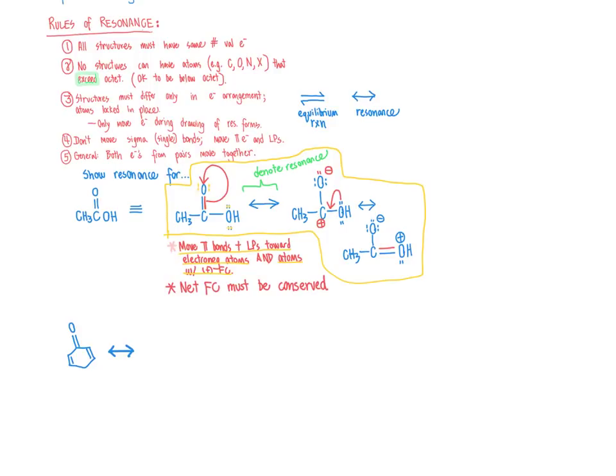So we've got our starting structure here on the far left. I'm going to go ahead and fill in my lone pair electrons. There have to be 2 sets of lone pair electrons on the oxygen in order for that oxygen to have a negative formal charge of 0.